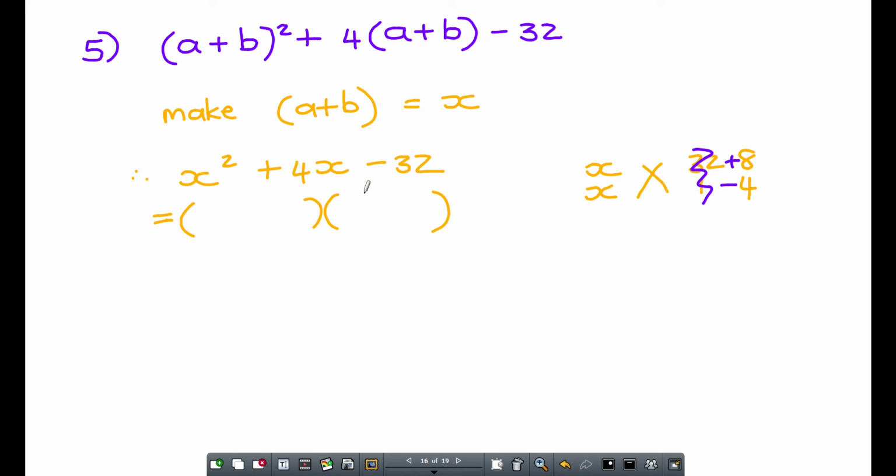It is a negative, so my signs must be different. So if I were to factorize that, I'm going to get x plus 8 and then x minus 4.